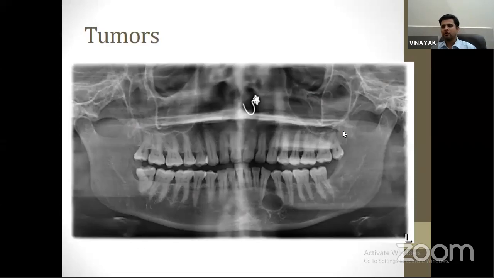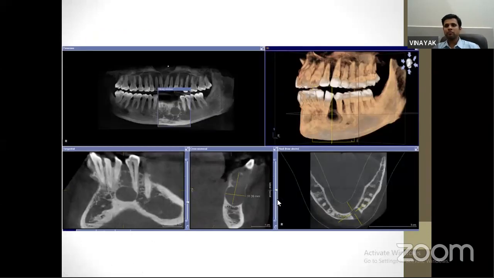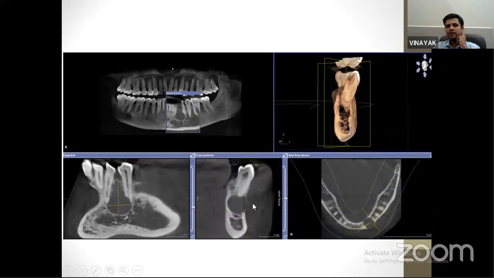Also, we can check for the extent of the tumors. Now, if you see here, there is this well-defined radiolucency between 3-3 and 3-4. Corticated borders and internal structure is radiolucent. But if we see it in a 3D view, there is more to it. There are septae. Can you see this septa appearing? So giving it a multilocular appearance. There is displacement of this canine, and then it came out to be an ameloblastoma. You can see here expansion of the buccal plate, thinning of the buccal plate, resorption of the premolar. So it was a case of ameloblastoma.